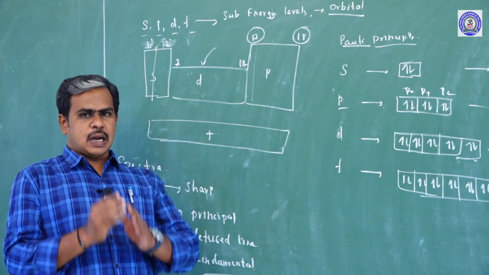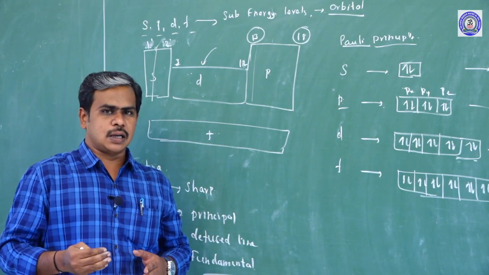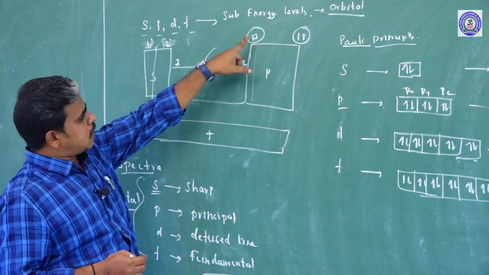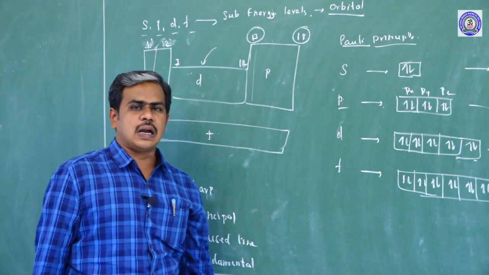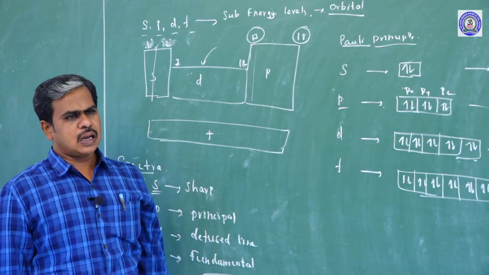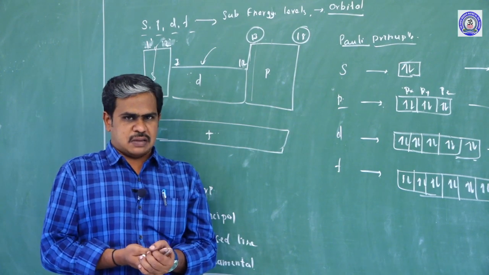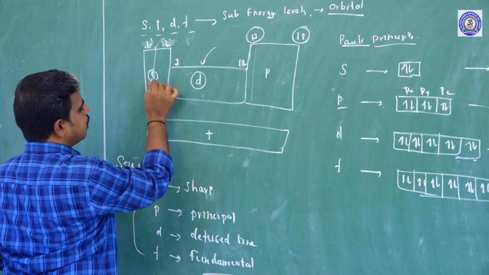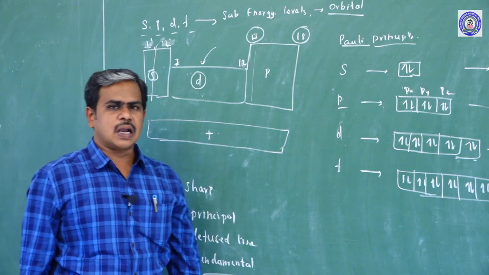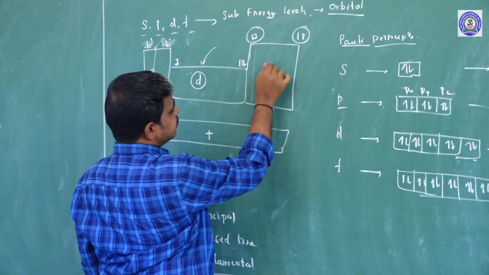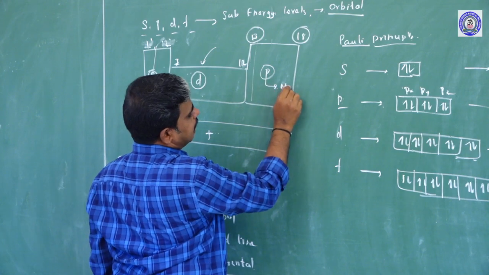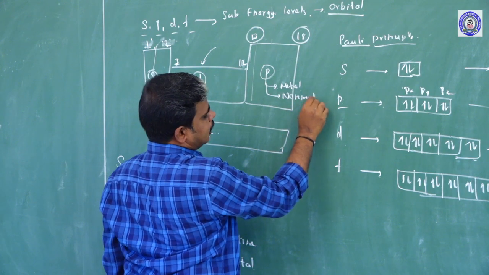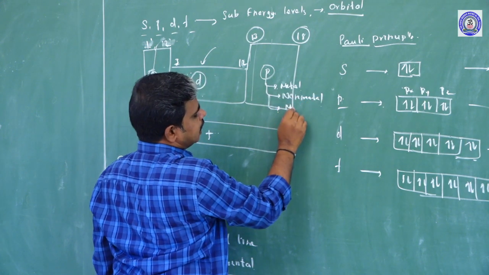So in the periodic table, where the last electron enters in P orbital, group number 13 to 18 are called P block elements. Now what is the speciality of P block elements? Listen, all the S block and D block elements are metals. But the P block consists of metals, non-metals and metalloids.